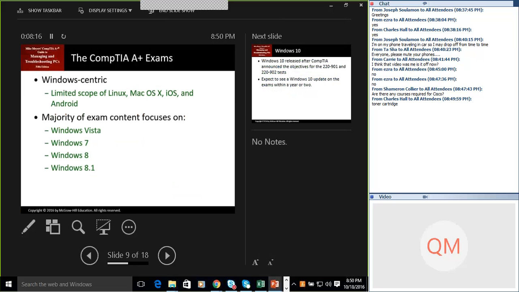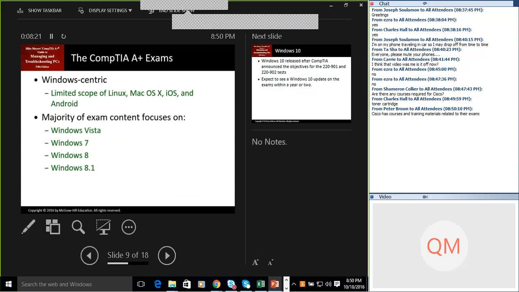Like I said, it's Windows centric. Even though they say it's vendor neutral, it's very much focused on Windows and the different versions of the Windows operating system. So it's the limited scope of Linux and Mac, and then when we get into the mobile, we're going to cover iOS and Android, but the majority of the exam focuses on some Vista, Windows 7, Windows 8, and Windows 8.1 because at the time when the 901 was issued, it was right before 10 came out. So the next iteration would have 10.